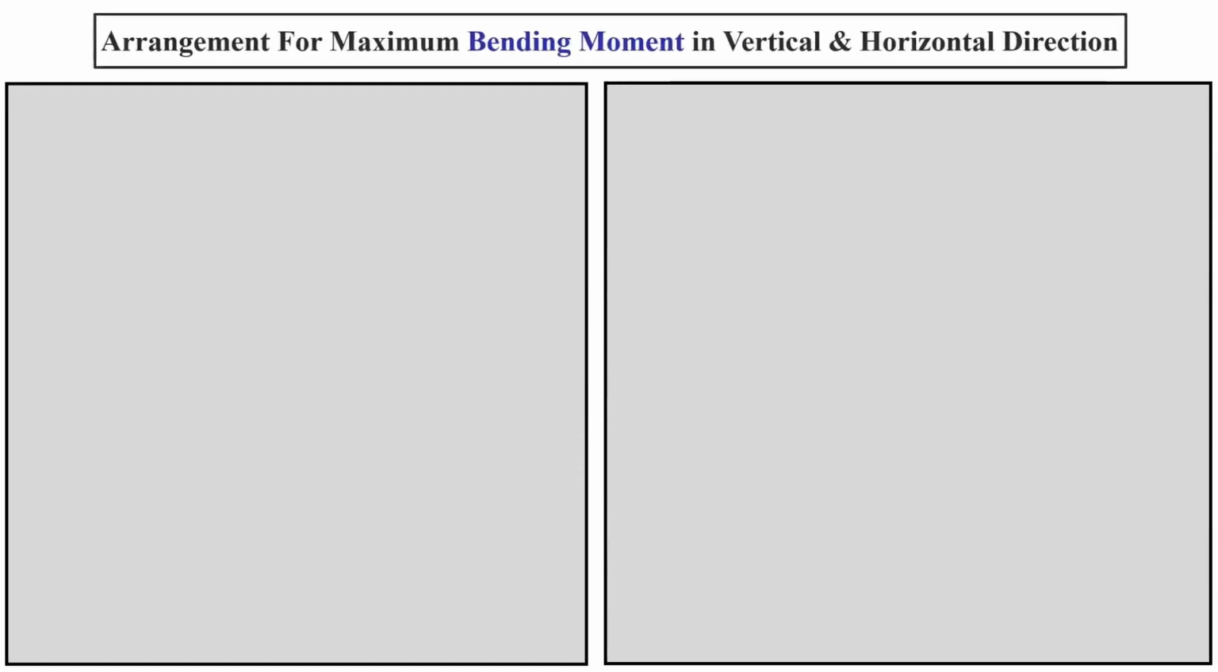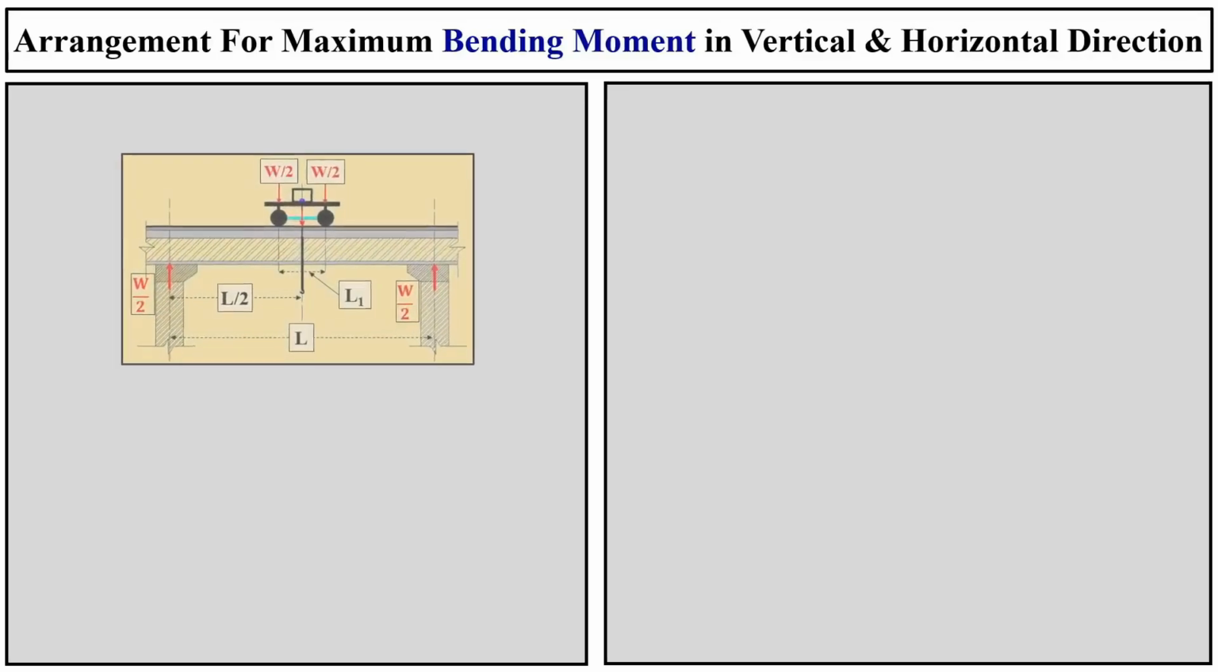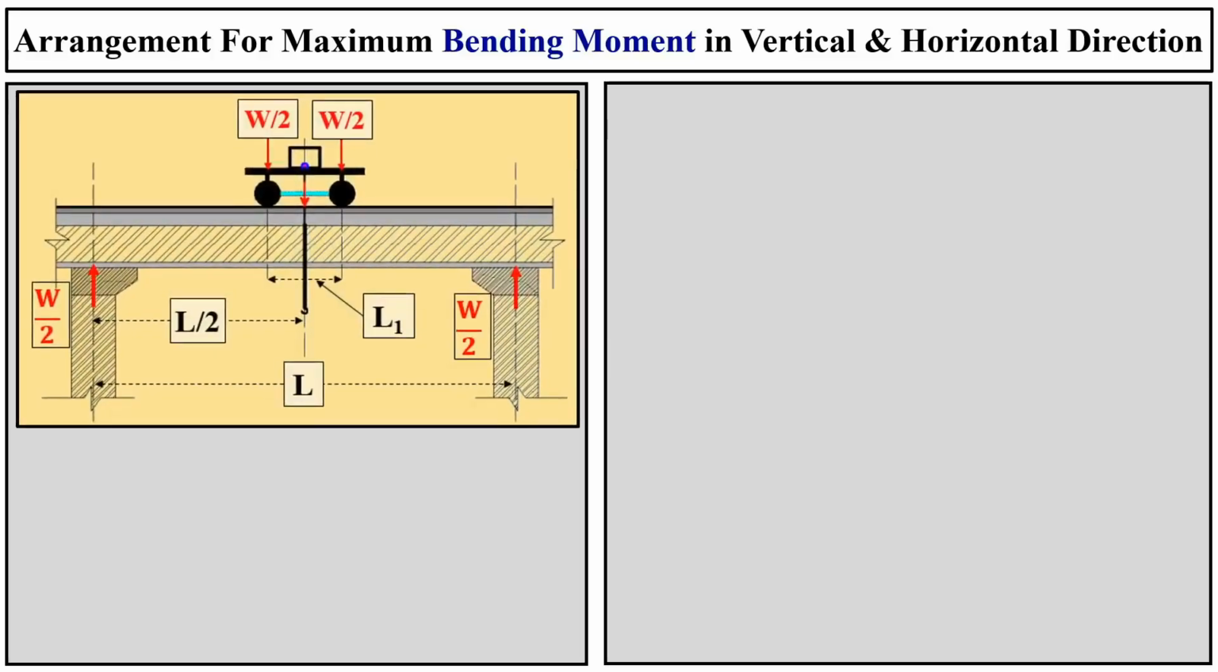The title of this slide is Arrangement for Maximum Bending Moment in Vertical and Horizontal Direction. Now, we are seeing the figure for load arrangement for maximum bending moment from the crab and self-weight of the gantry girder. In this figure, we examine the arrangement of the crab for maximum bending moment.